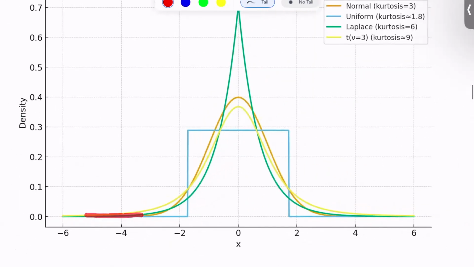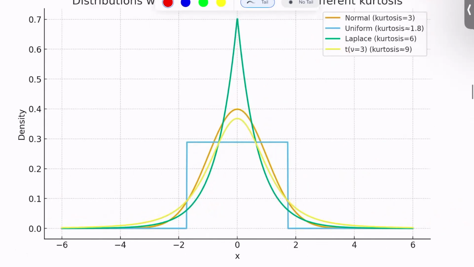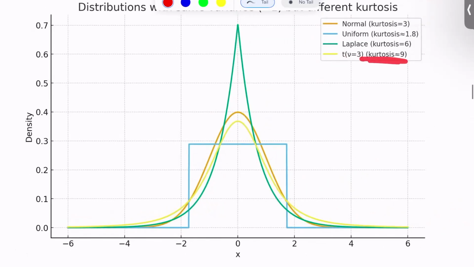And for the case of the t distribution, we can see that this curve is again a little above the Gaussian and the Laplace distribution. So that tail is a bit heavier than all of these distributions, and the kurtosis is approximately 9 for this. So we can see the kurtosis measures how heavy the tails are.